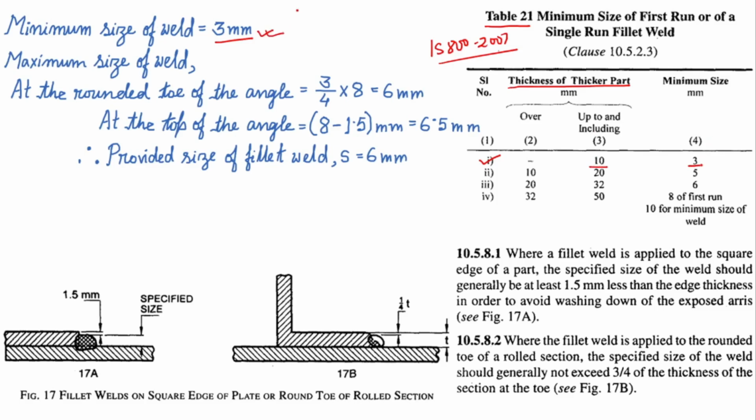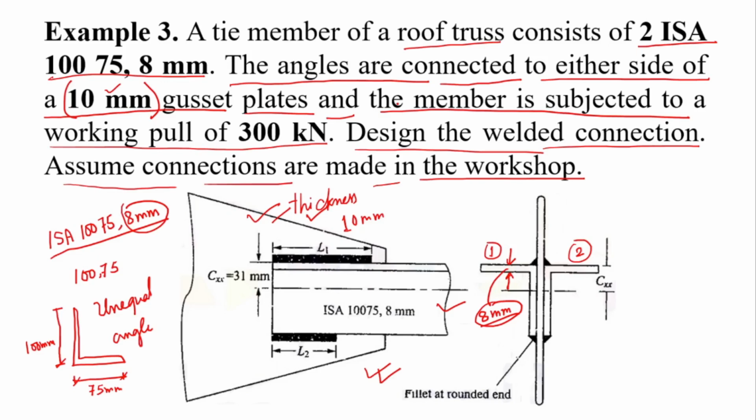Then what is the maximum size of the weld for this case? Okay, now at the rounded toe of the angle, so which is the rounded toe? If you see the bottom part of the angle, this is the rounded toe on the both sides of the angle.